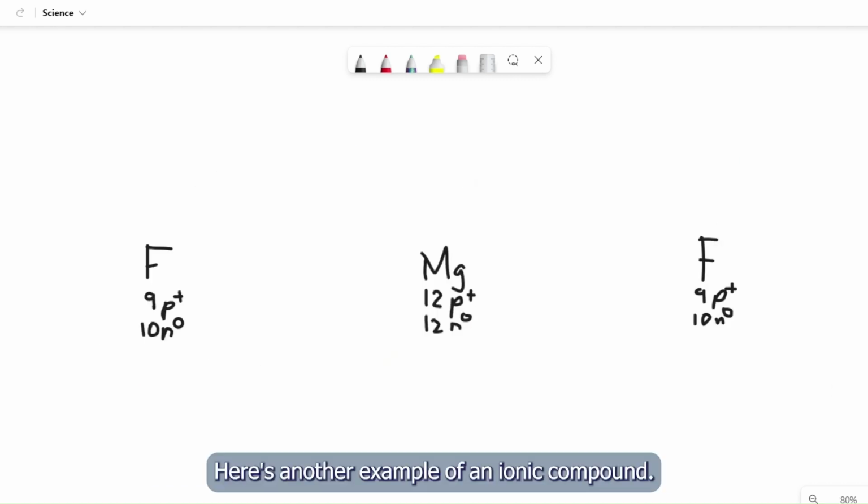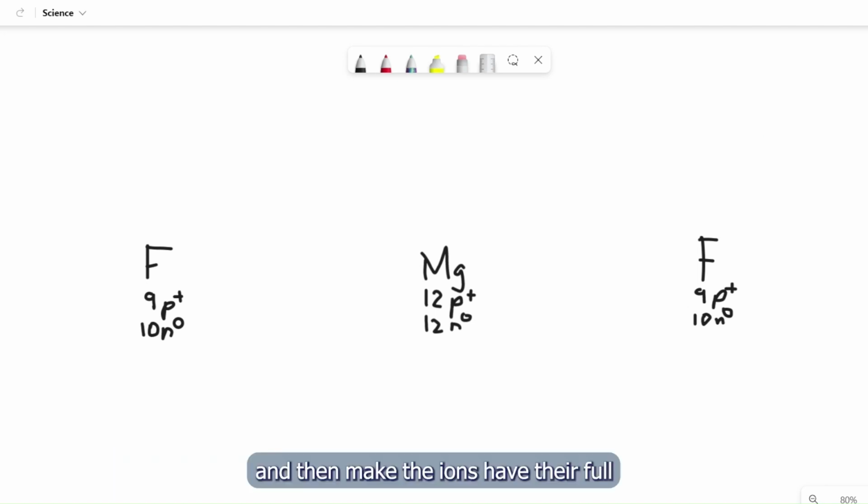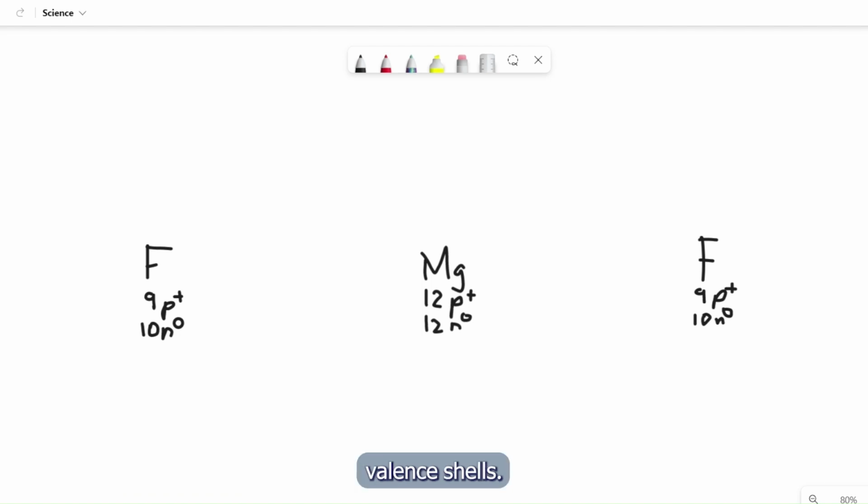Here's another example of an ionic compound. Try and pause the video to figure out how to make the Bohr models, and then make the ions have their full valence shells.